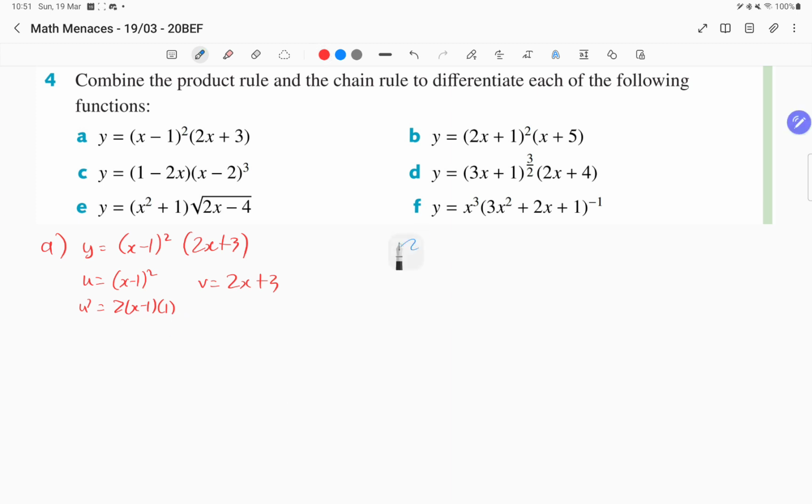Okay, so for example, question B is the one that might be a bit tricky. Question B is the one where when you derive it, you don't get 0 in the brackets.